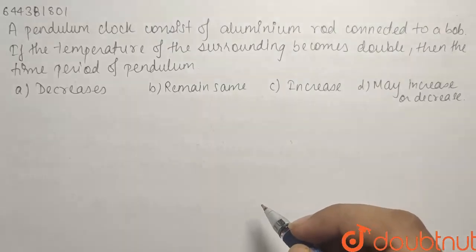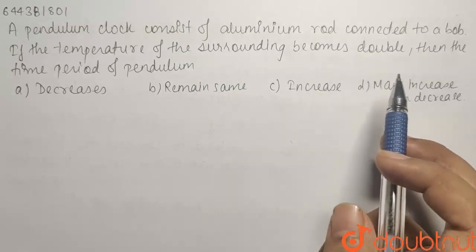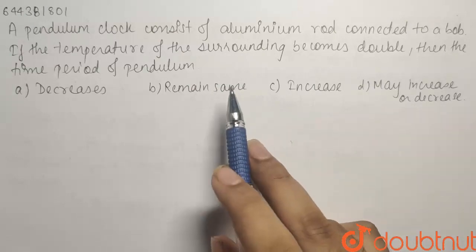Here we have a question from the chapter Thermal Expansion. A pendulum clock consists of aluminium rod connected to a bob. If the temperature of the surrounding becomes double, then the time period of the pendulum will be.